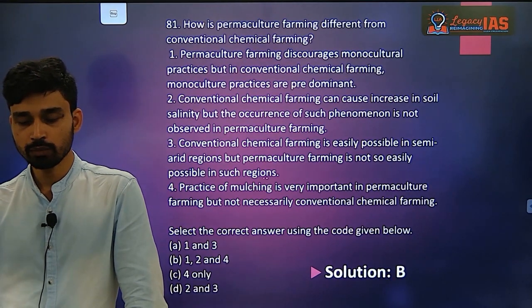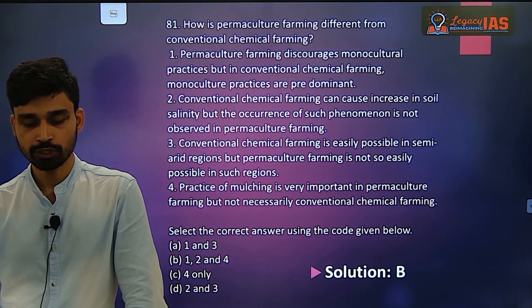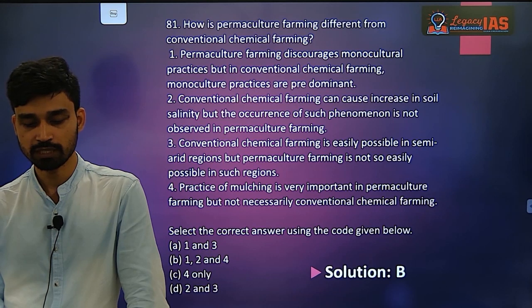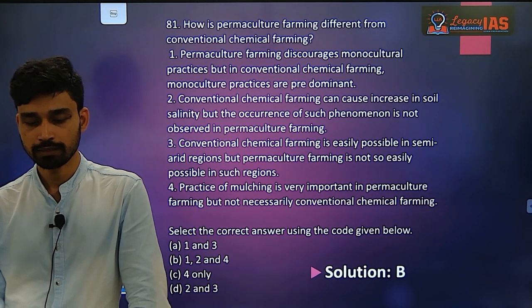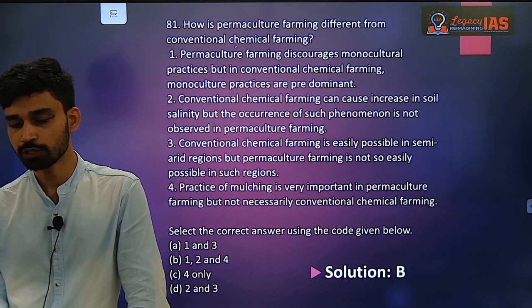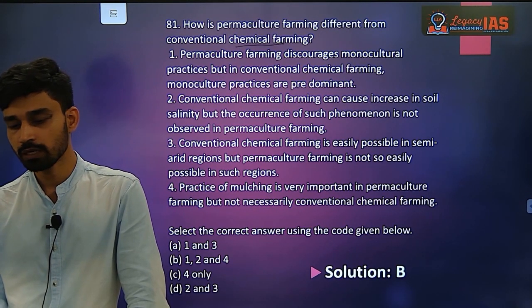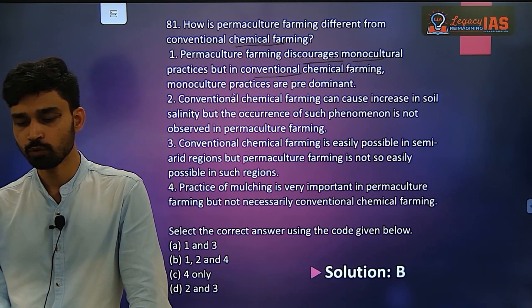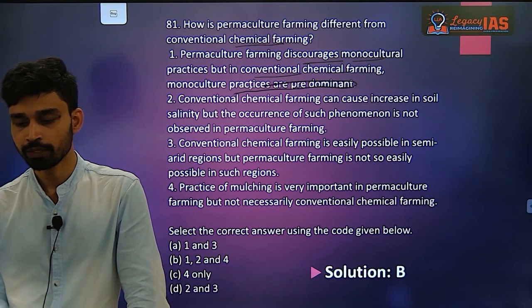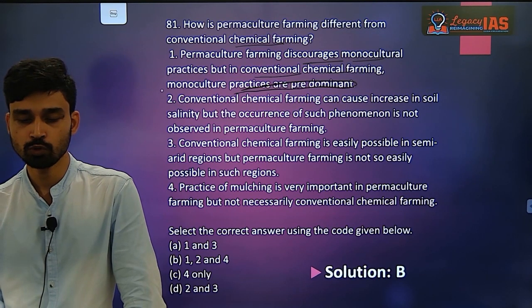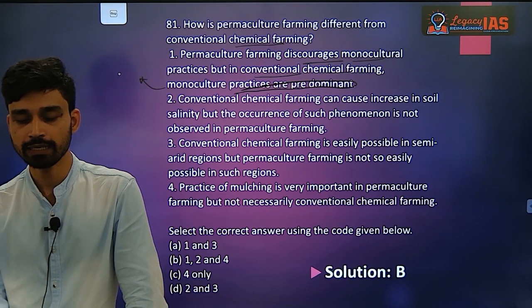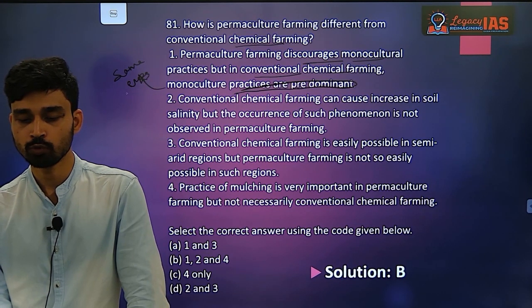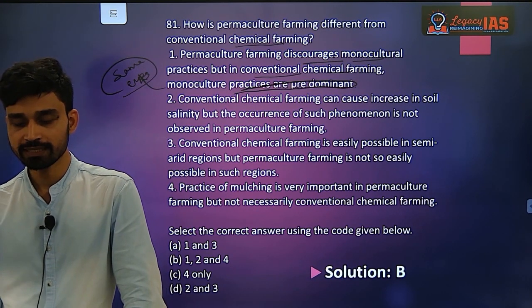Now, coming to the 81st question. The 81st question again is related to agriculture. The question has been asked regarding permaculture. The statements given ask how permaculture farming is different from conventional chemical farming. First is, permaculture farming discourages monocultural practices, but in conventional chemical farming monocultural practices are predominant. This is again a true statement, because monoculture is when we are cropping the same crop again and again for an extended period of time. So, this is a correct statement.